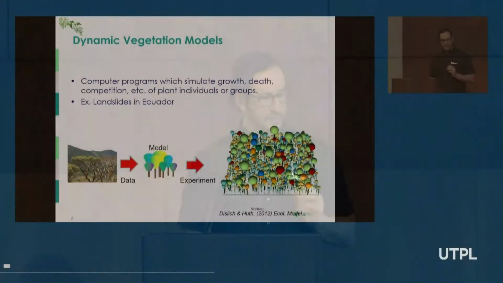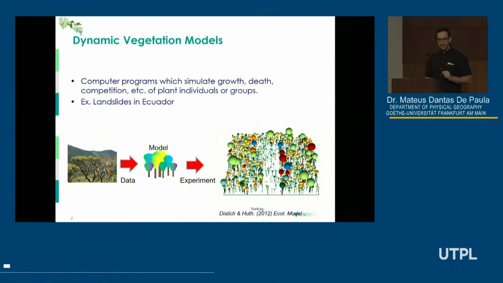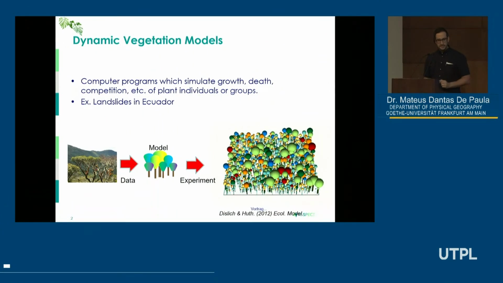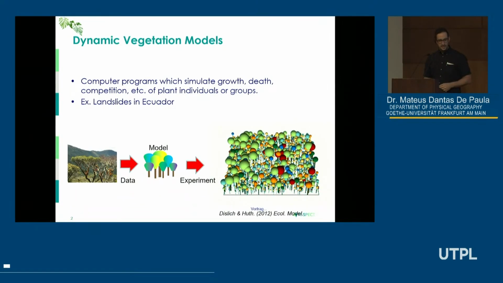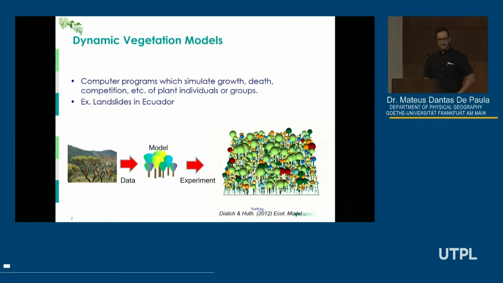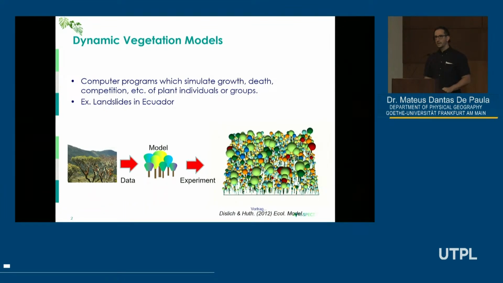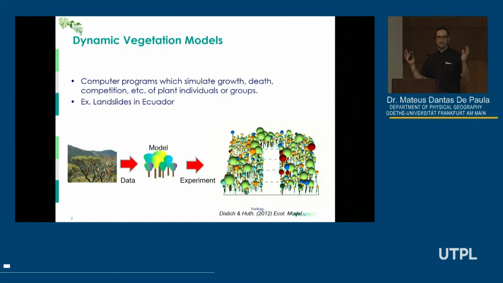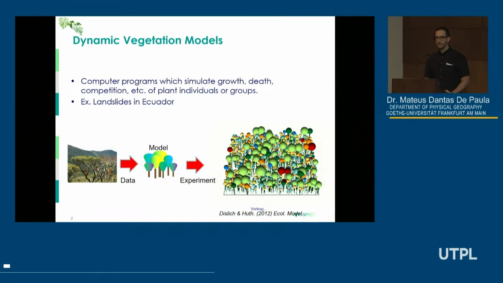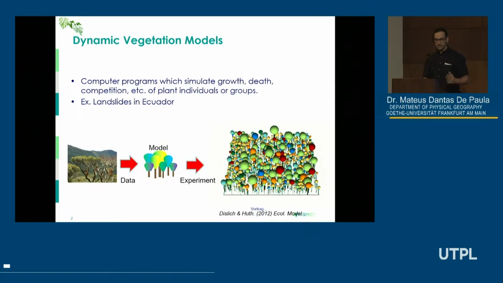Exactly what do I mean by models? There are several types of models in ecology, but the specific type of model I'm referring to here is the dynamic vegetation model. Dynamic vegetation models are basically computer programs which simulate the dynamics, the growth and death of trees, vegetation and plant individuals. They're used for estimating the future structure of forests, because obviously trees grow and die very slowly, so we cannot do very common kinds of experiments.